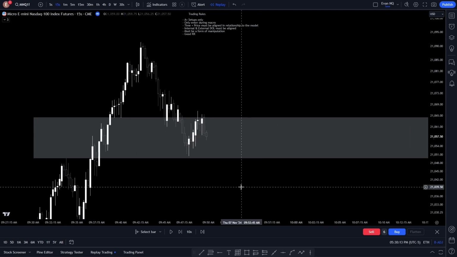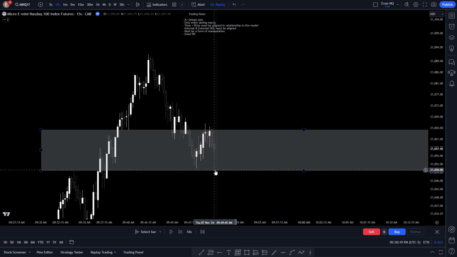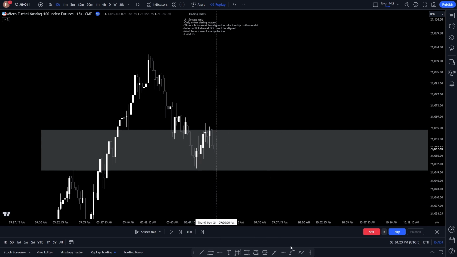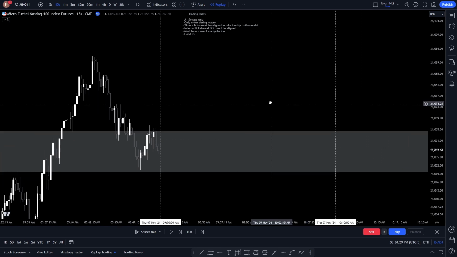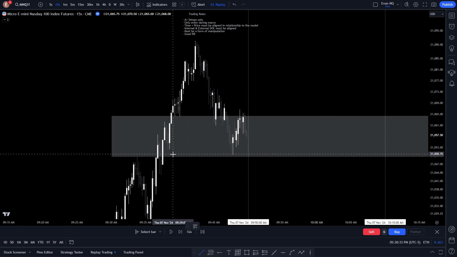So came down into this 5-minute. I'll mark out the macro for you guys. So that's the 950. I'll mark it out white so you guys can see it. This is the macro time slot all the way to 1010. So this is the window that I enter my trades in.